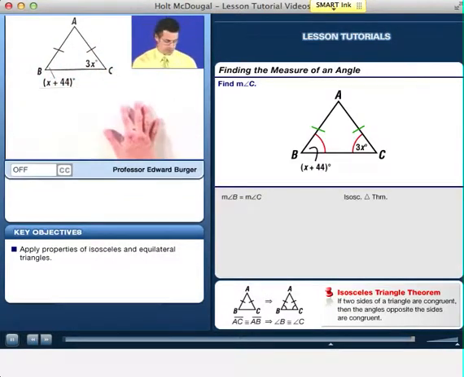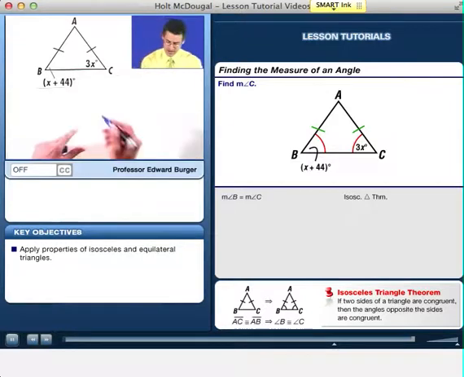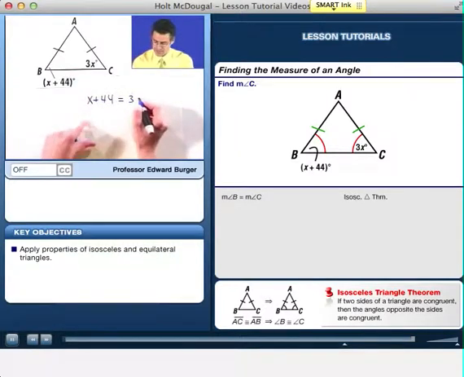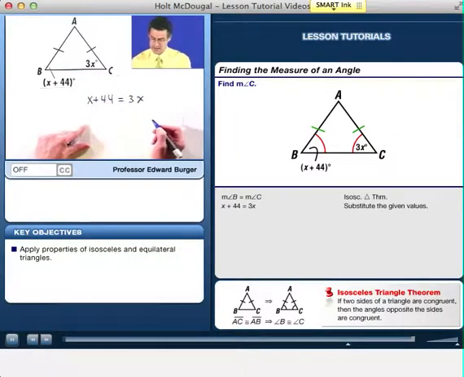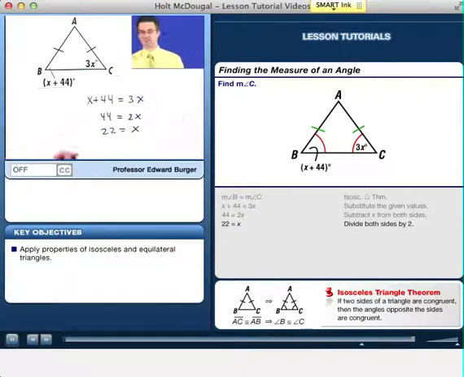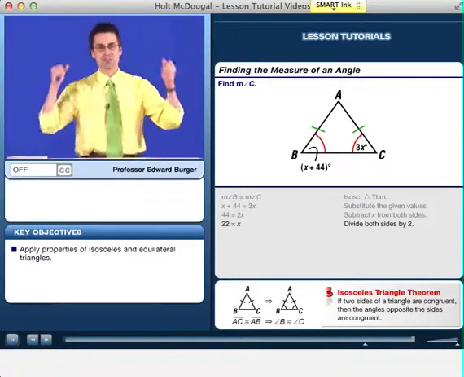So those are equal. So in fact, I know for certain I can set x plus 44, the measure of that angle, equal to the measure of the angle C, which is 3x. And now I can solve for x. If I bring the x over, I see 2x equals 44. And so x equals 22. And here's an opportunity where we jump up and down and say, yes, we're done.